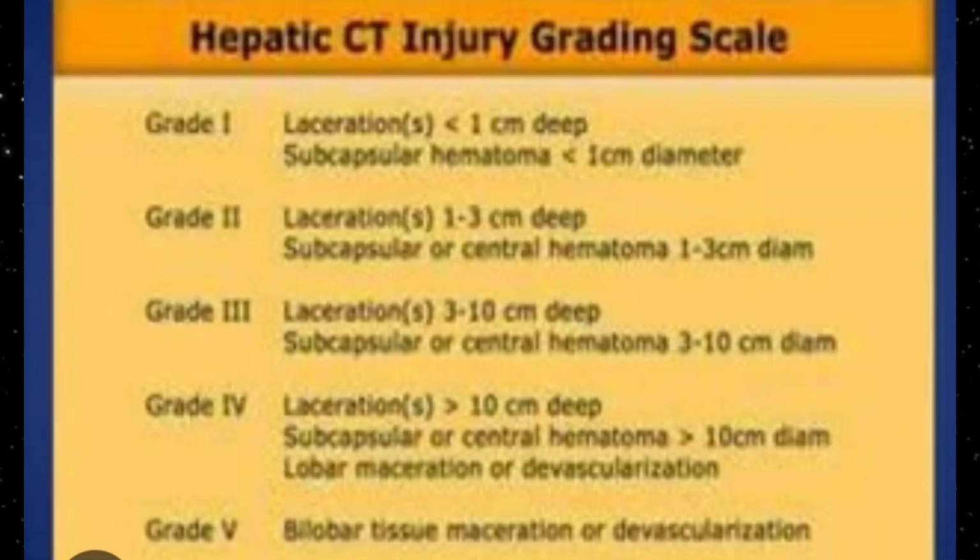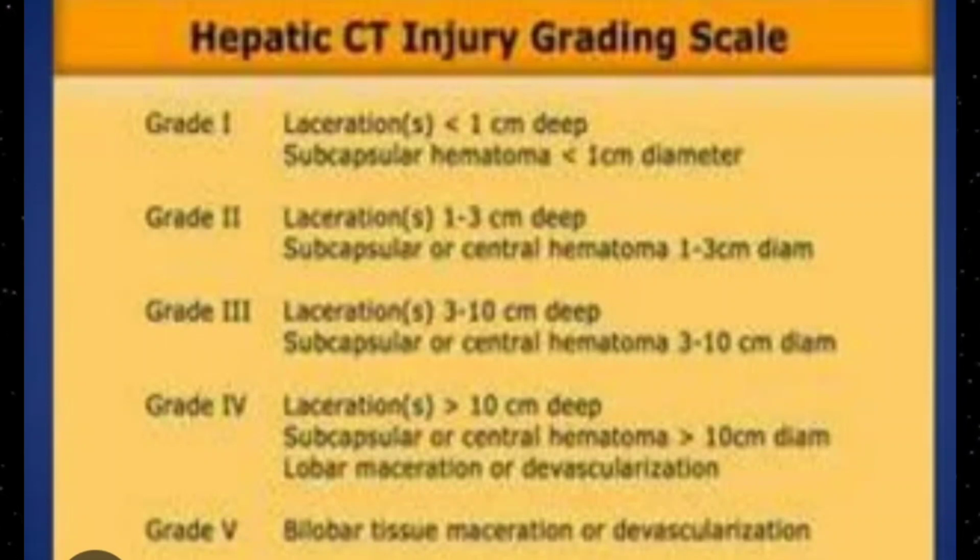Now come to a very important point, the CT injury grading scale, because the grading scale helps in the management and will help to manage the patients properly. These CT gradings are divided into 5 grades. Grade 1 is when the laceration is less than 1 centimeter deep and the subcapsular hematoma is less than 1 centimeter in diameter. This would be considered a grade 1 injury.